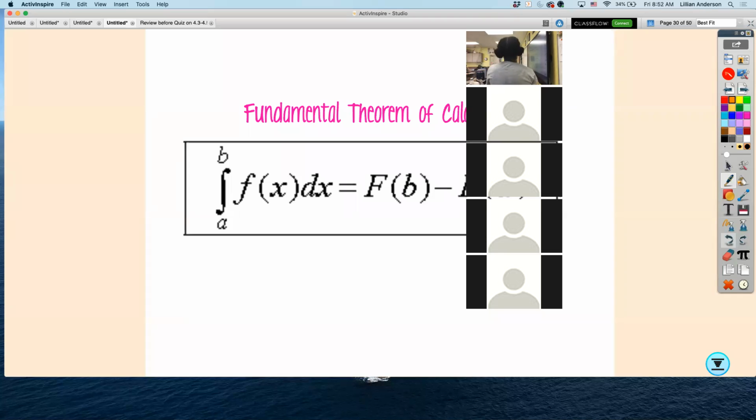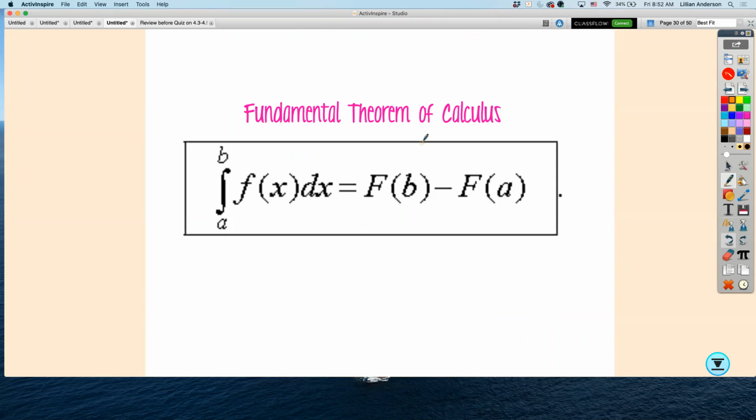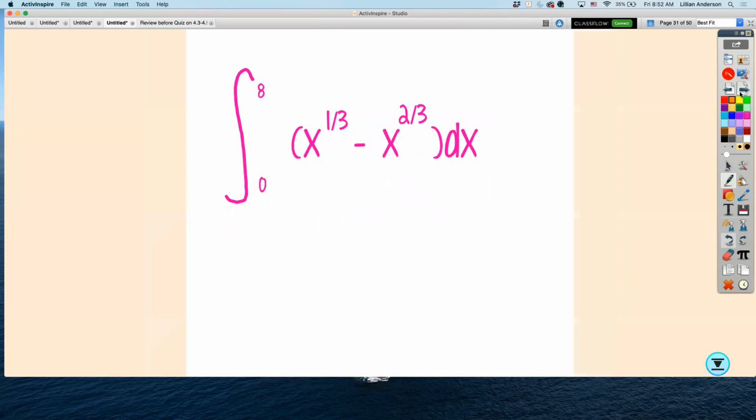Continuing on with integration, we have our definite integrals in the fundamental theorem of calculus. So the integral from a to b of our function dx is equal to the antiderivative of our function, and then we plug in our bounds. We plug in our top bound, and then we plug in our lower bound, and then we subtract the two. So if I have this function, the integral from 0 to 8 of x to the 1/3 minus x to the 2/3 dx, I need to take the antiderivative, then plug in 8, plug in 0, and subtract the two.